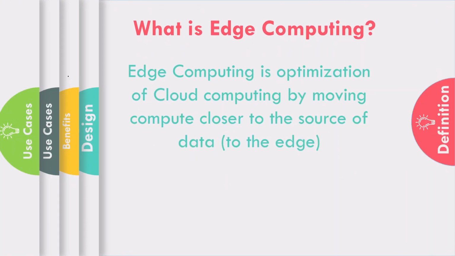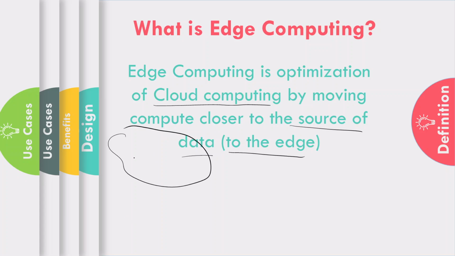So edge computing is basically the optimization of cloud computing by moving the compute closer to the source of the data, i.e. to the edge of the network. This means that previously, let's suppose this is a cloud. Here we have compute, and let's suppose here we have clients. So these clients have to go all the way to the cloud for all their compute, application, storage, etc.